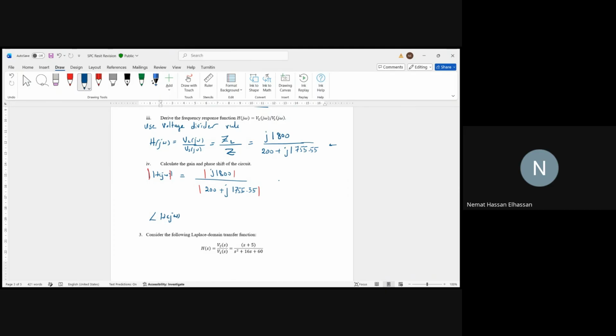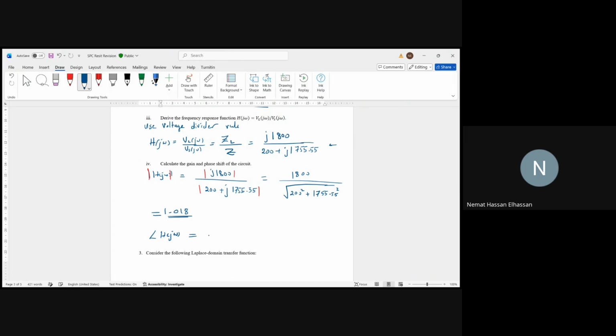Which we can evaluate, which is equal to 1800 divided by the square root of 200 squared plus 1755.55 squared, which can be easily evaluated as 1.018. So this is the gain of the transfer function of the circuit.